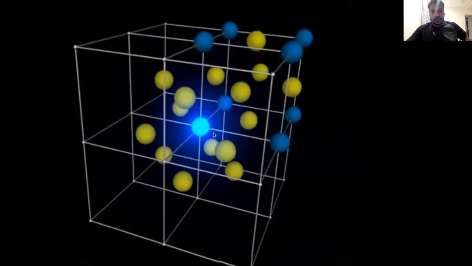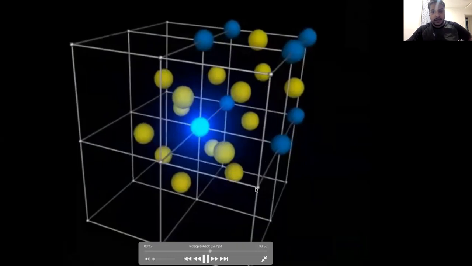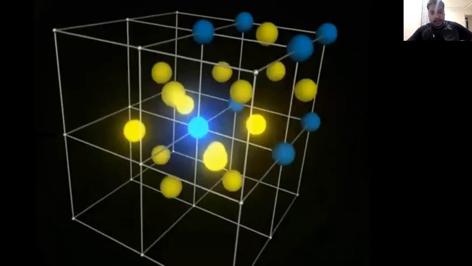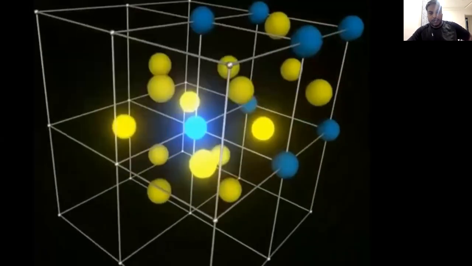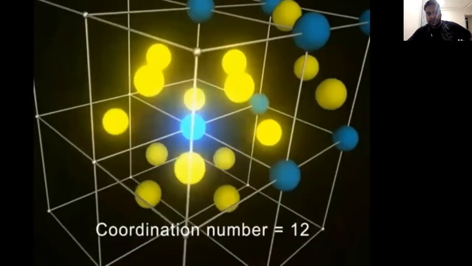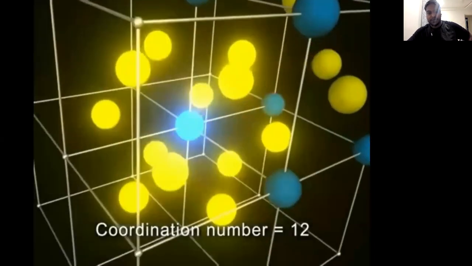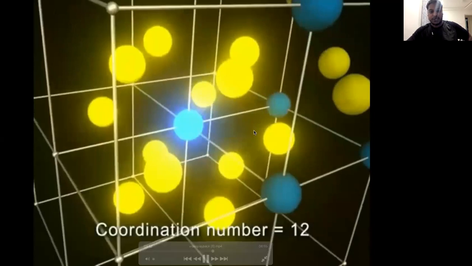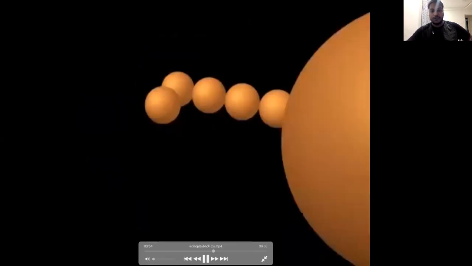You get an idea, like those 4 on that particular plane, these 4 on the above plane, and those 4 on the bottom plane. So you can see total coordination number 12. So that is the coordination number 12.